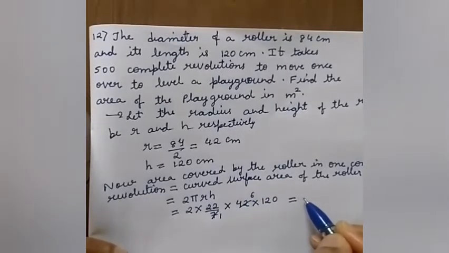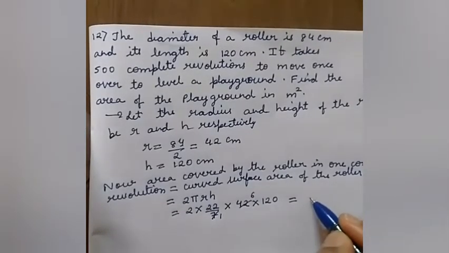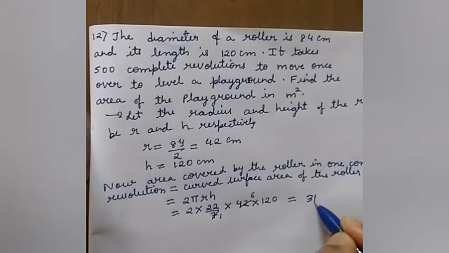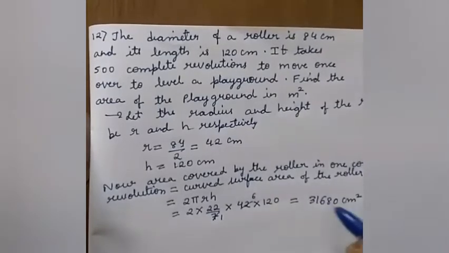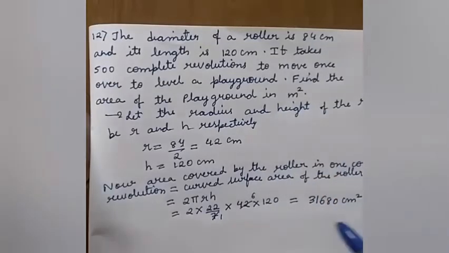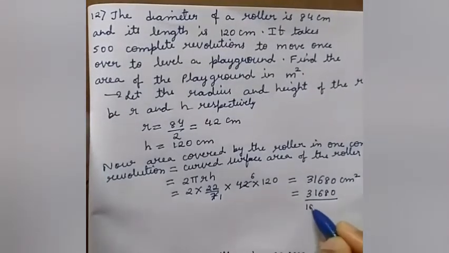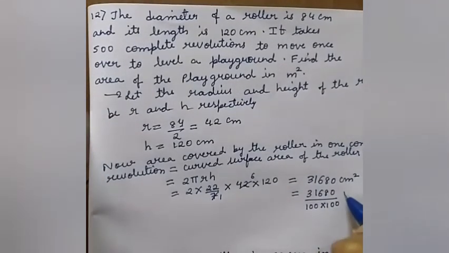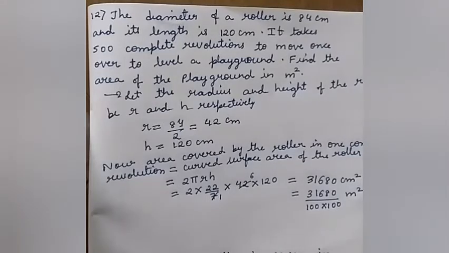So if we multiply it, we get 31,680 centimeter square. Now it is in centimeter square. Since we are asked to find the area of the playground in meter square, we convert it. In order to convert it into meter square, we divide it by 100 into 100, that is 31,680 divided by 100 into 100 meter square.